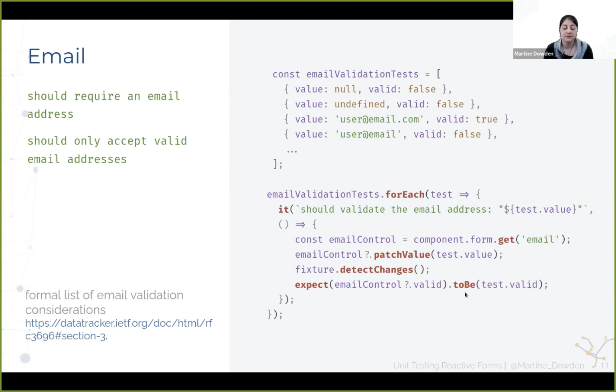In this case, instead of to be true or to be false, I'm going to say to be, and I'm going to pass true or false, right? Because test.valid is coming from, this is our valid. So the first test, as it goes through, I'm going to patch null, our test value, and we're going to expect the email control to be invalid. Notice I put the test.value here.